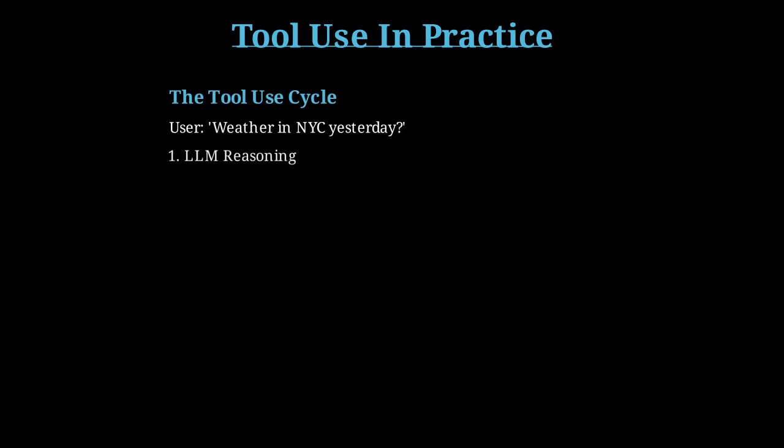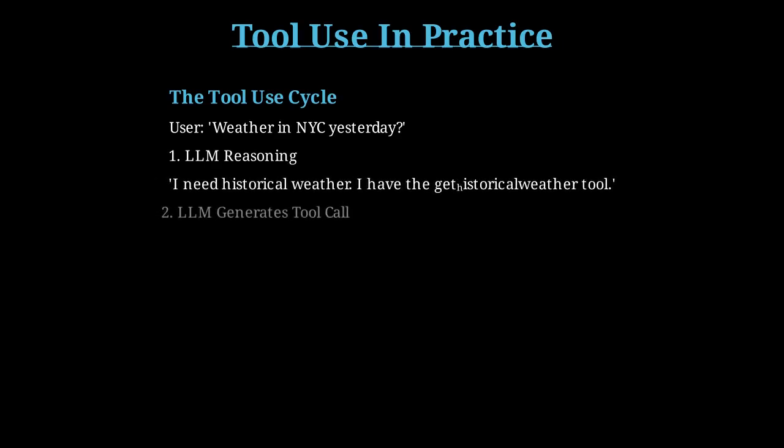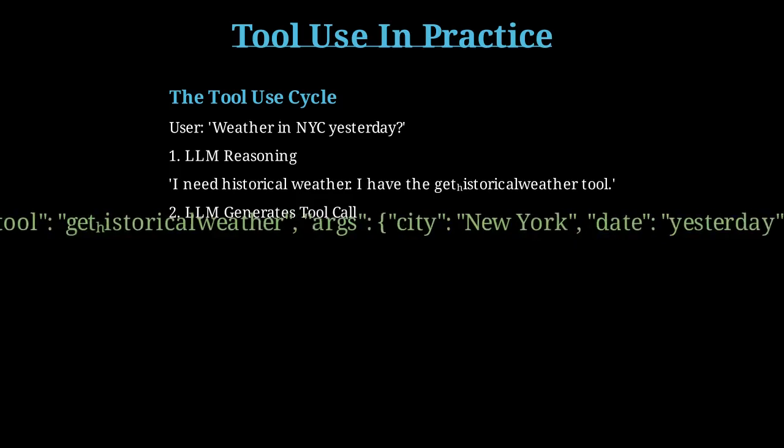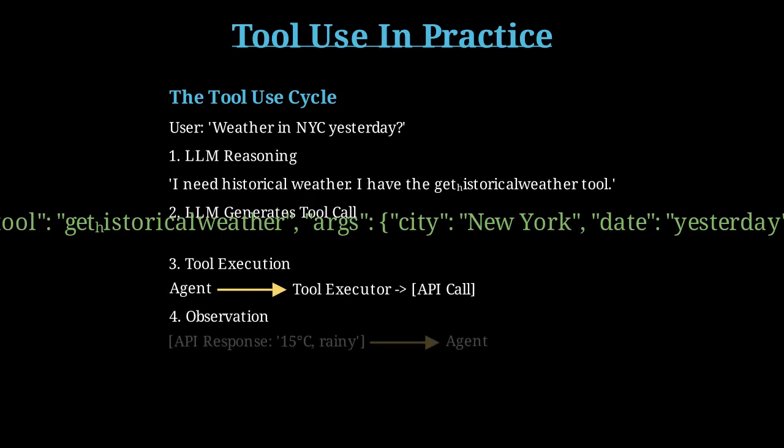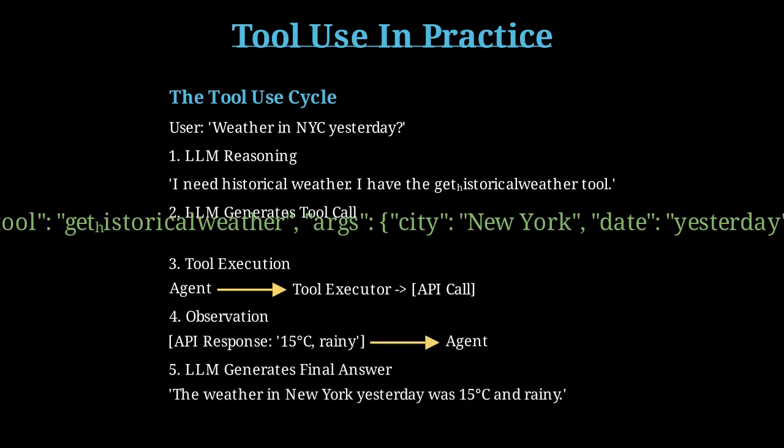Let's walk through a concrete example. A user asks, "What was the weather like in New York yesterday?" The agent's LLM brain, guided by its system prompt, recognizes that it cannot answer this from its internal knowledge. It sees a Get Historical Weather tool in its list of available tools. The LLM then reasons that it needs to call this tool and constructs the necessary arguments, city: New York and date: yesterday. This structured output is passed to a tool executor which actually runs the code.